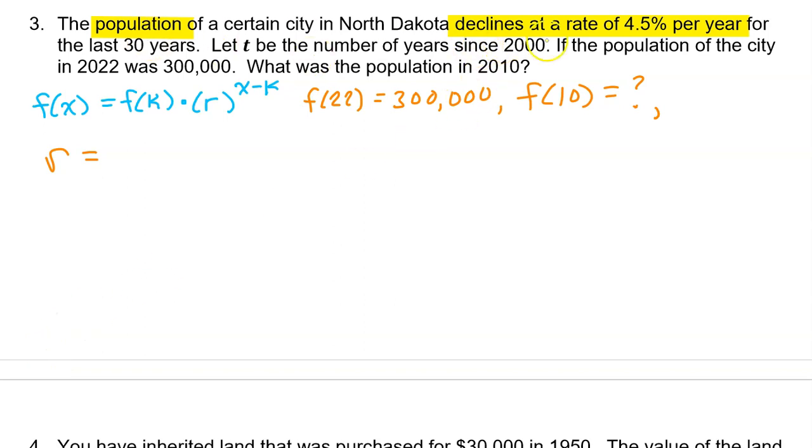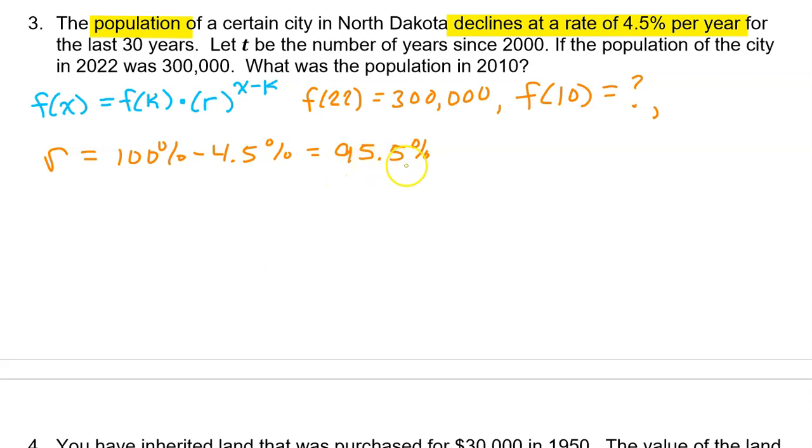The population declines at a rate of 4.5% per year. That means the common ratio r will be 100% minus the 4.5%. This is 95.5%, which when written as a decimal is 0.955. And this is what we will actually use for r.